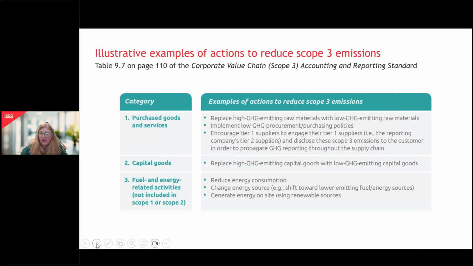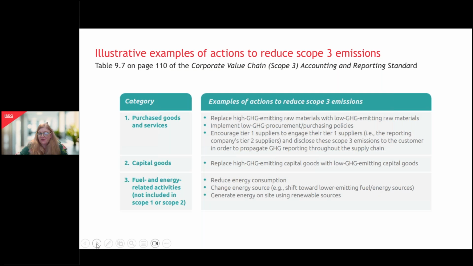The first two, I see a lot in practice. Entities are considering, is there a way that we can replace high GHG emitting raw materials with low GHG emitting raw materials? Is there a way that we can implement low GHG procurement or purchasing policies, especially across services? If you look at capital goods, very similar to considering replacing high GHG emitting capital goods with low GHG emitting capital goods.